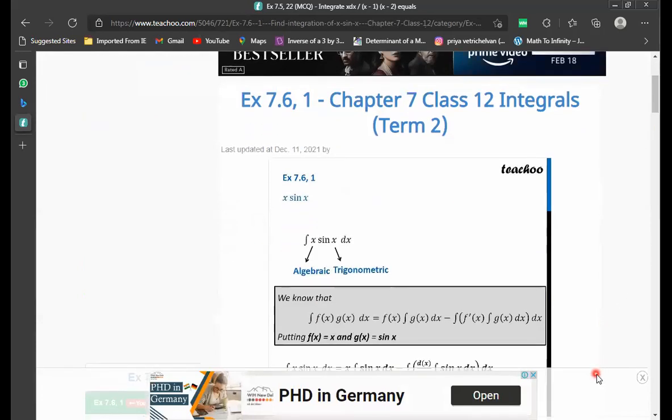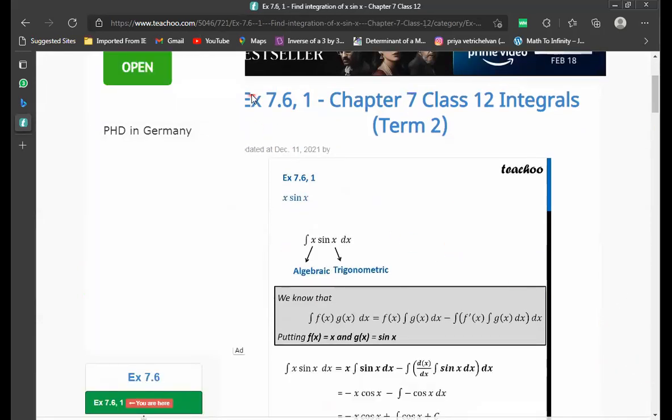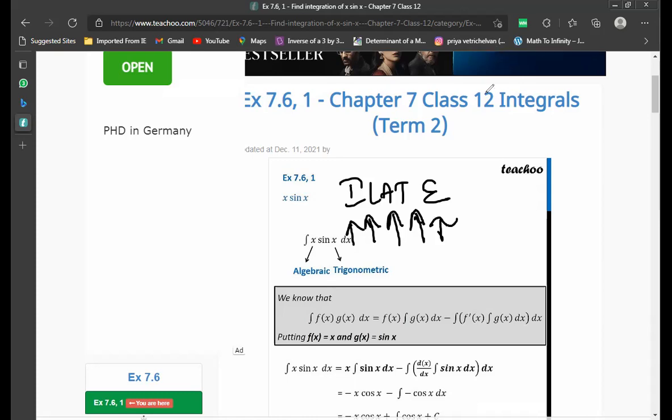7.6 deals with the ILATE rule. Do you remember? Yes, ma'am. I is for inverse trigonometry, L for logarithm, A for algebra, T for trigonometry, and E for exponential. This is how we'll give preference.